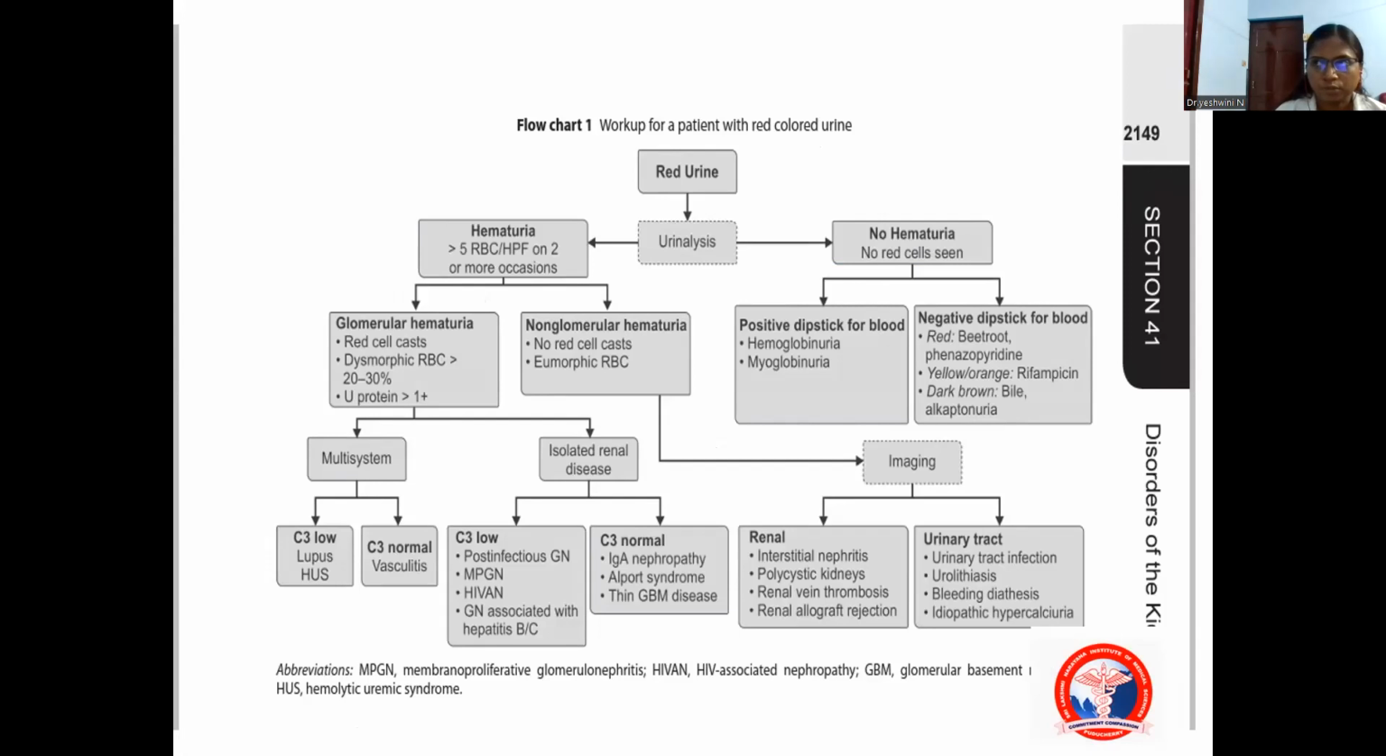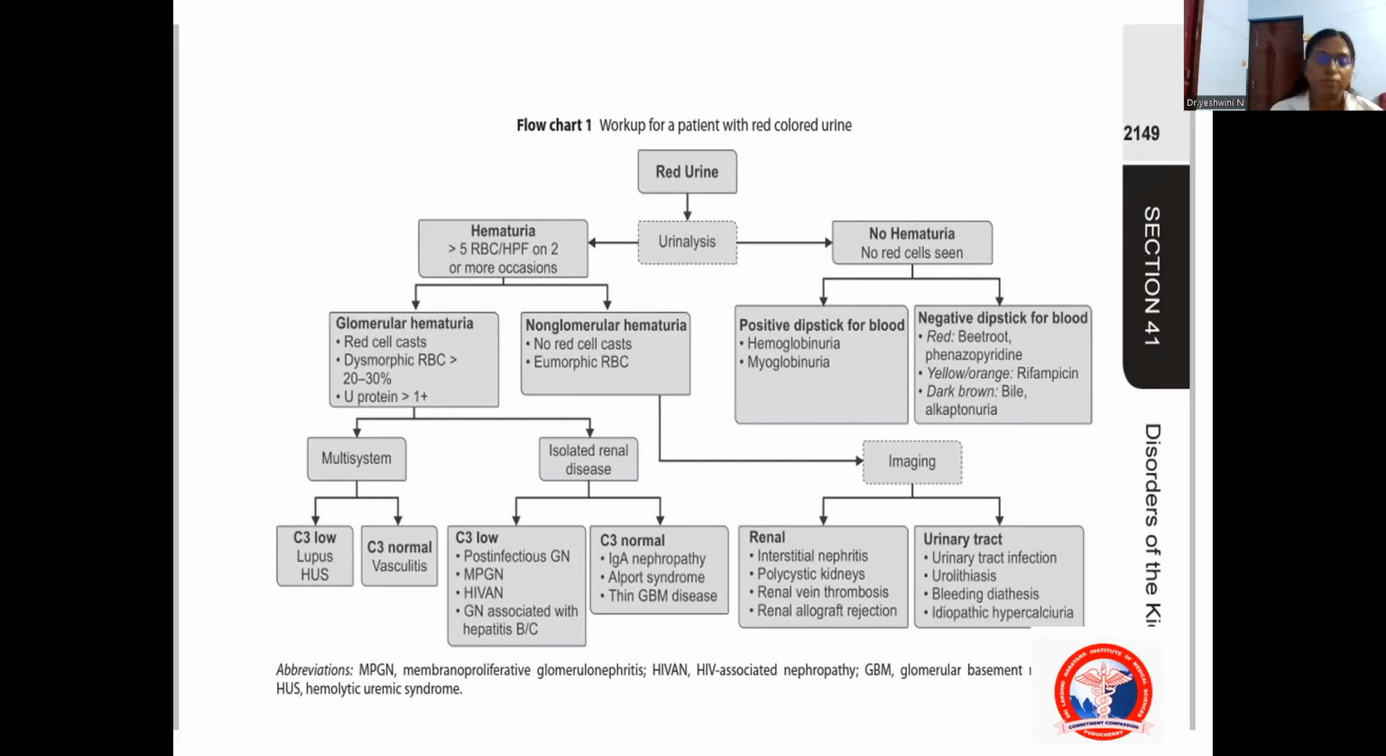So, when a patient comes to you with red urine, first you find out if it is true hematuria or not. That is how your approach will be. If it is true hematuria, there's going to be more than 5 RBCs per high power field in an uncentrifuged urine. If there are no more than 5 RBCs, you term it as no hematuria, no red cells. If it is, you have found out it is hematuria.